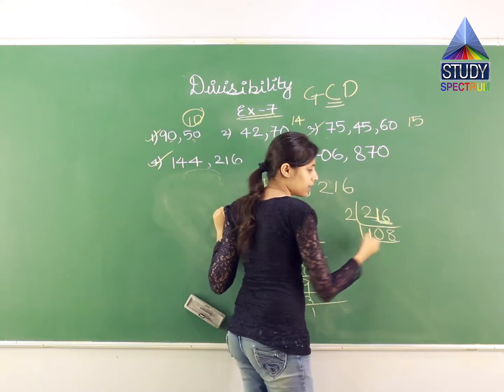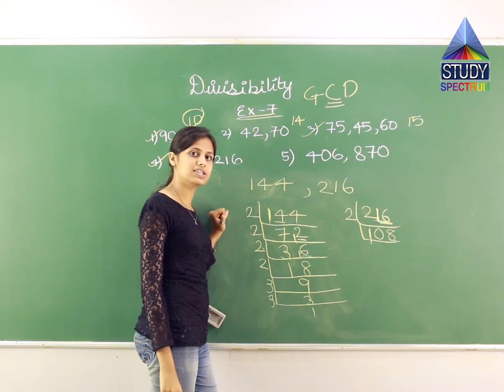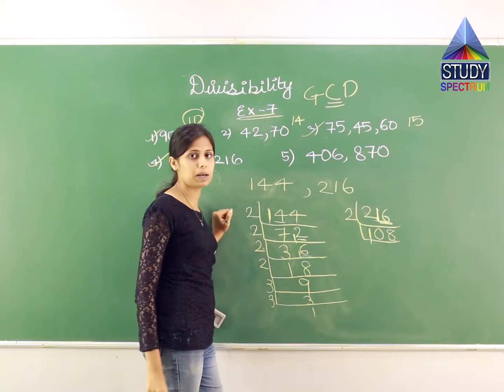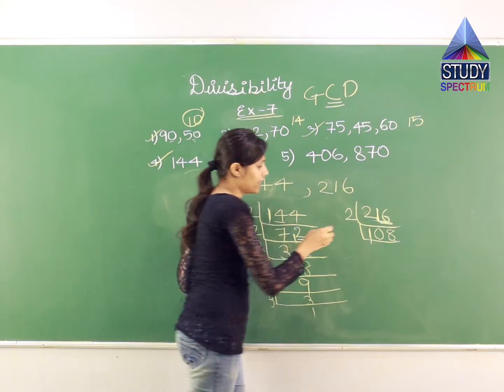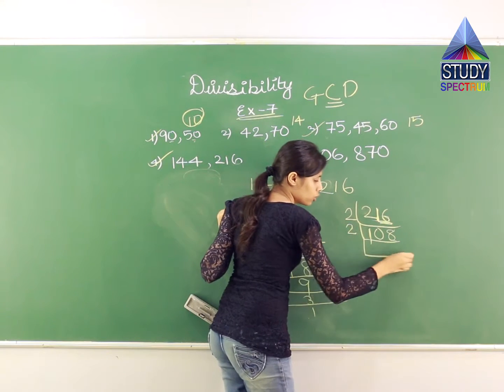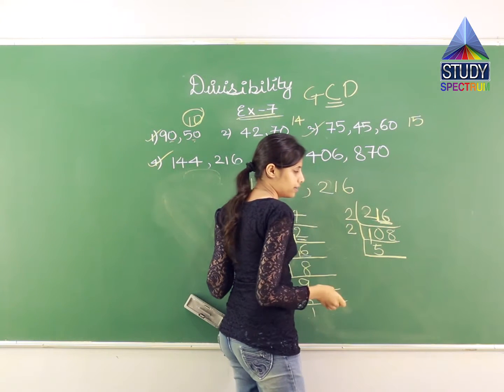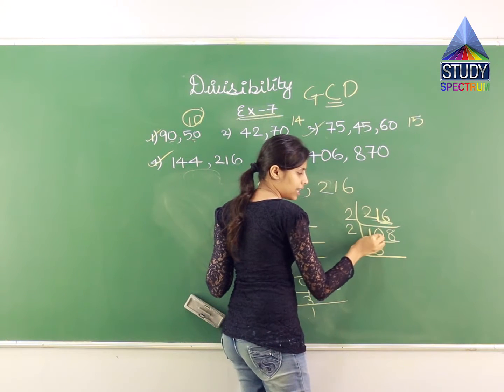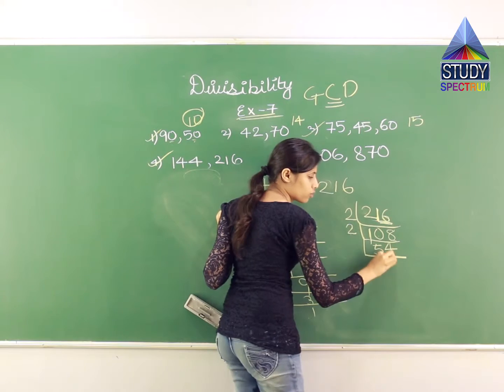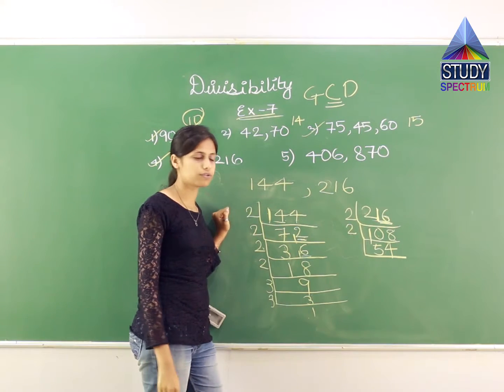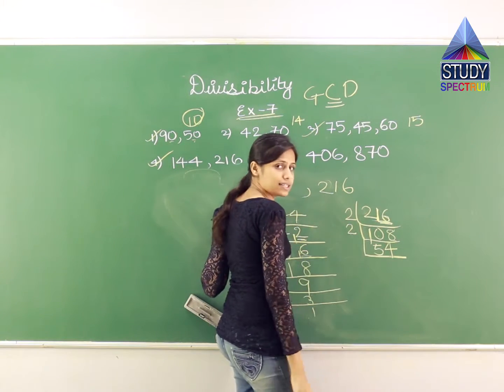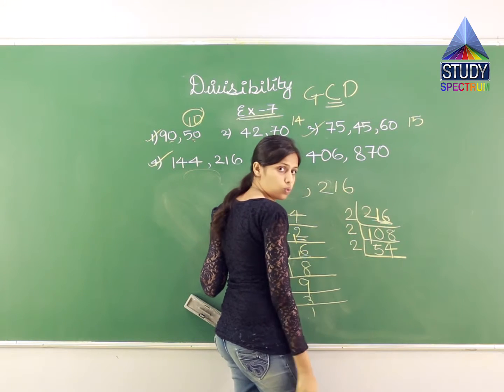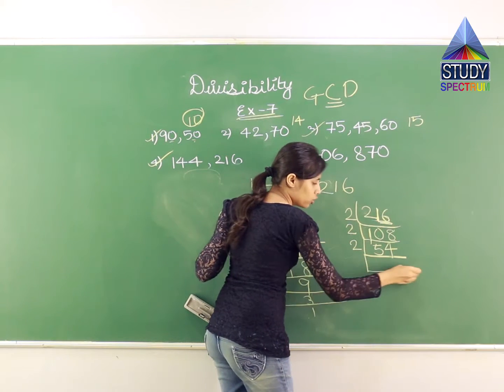Now again I have even number at the end, which suggests me that this number can be divisible by 2. Again I will divide it by 2. 2 5s are 10. Right? 2 4s are 8. So I got 54. Again even number at the end suggests me it can be divisible by 2. So again divided by 2.